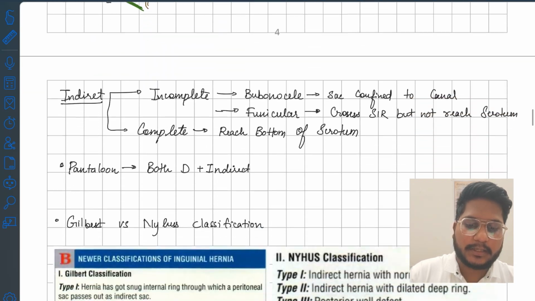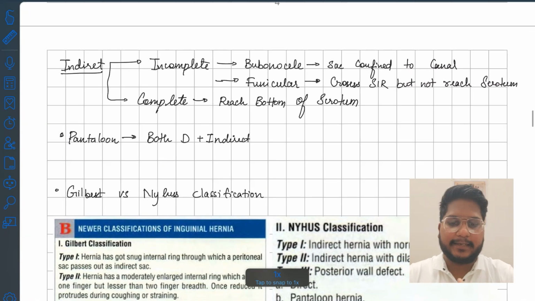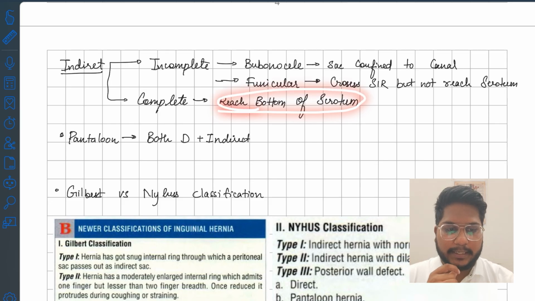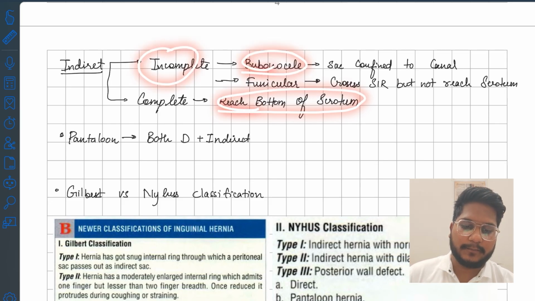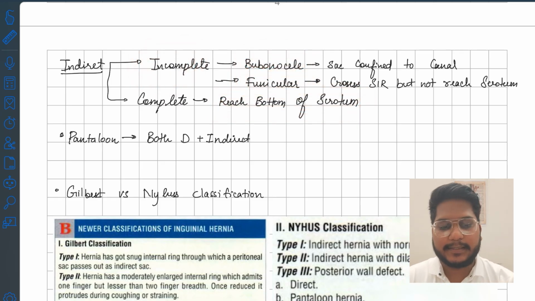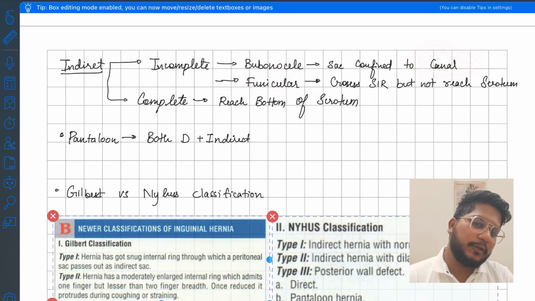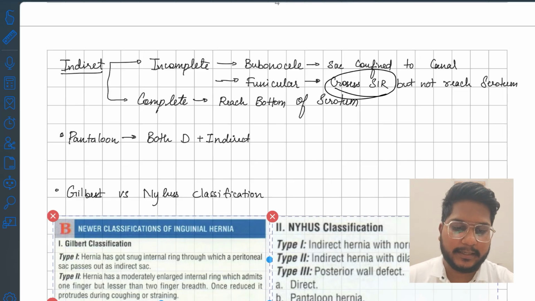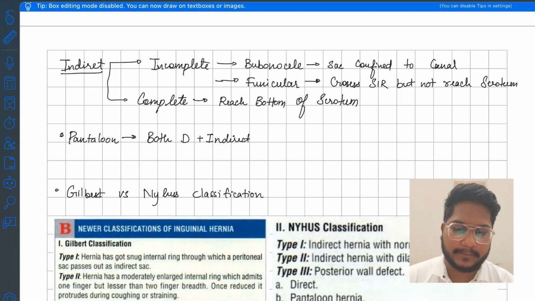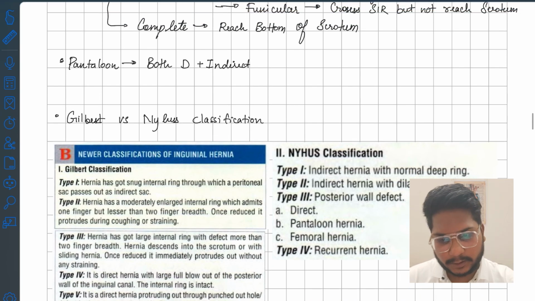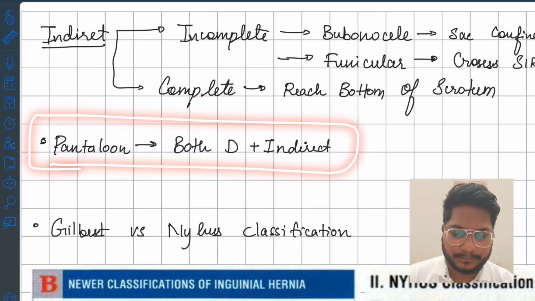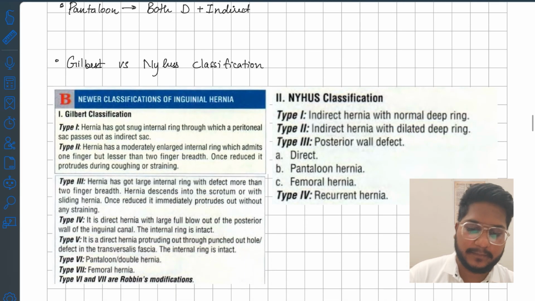Now we'll discuss the types of indirect hernia. There are two types: one is incomplete and the second one is complete. In a complete hernia, the hernial sac and all the contents reach up to the bottom of the scrotum, but in an incomplete hernia it reaches up to the bubonocele or the funicular stage. Basically bubonocele is when the sac is confined to the canal only, and funicular is when it crosses the superficial inguinal ring but does not reach the scrotum, so it lies in between the superficial inguinal ring and the scrotum. Then we have a pantaloon hernia, which means there is both a direct plus an indirect hernia. Next is the Gilbert versus Nyhus classification, which is frequently asked.